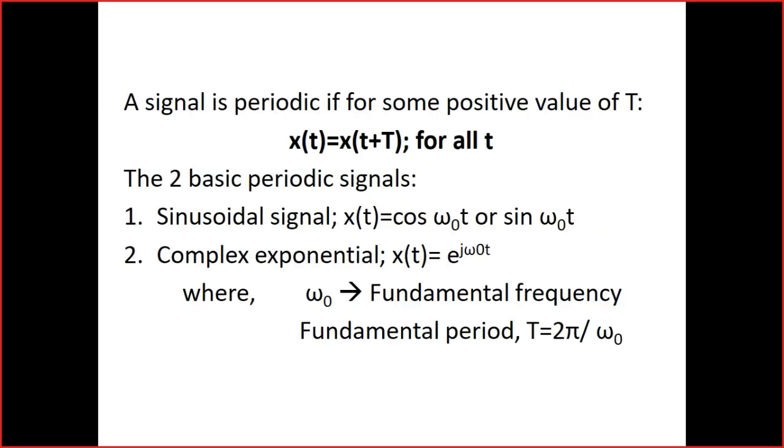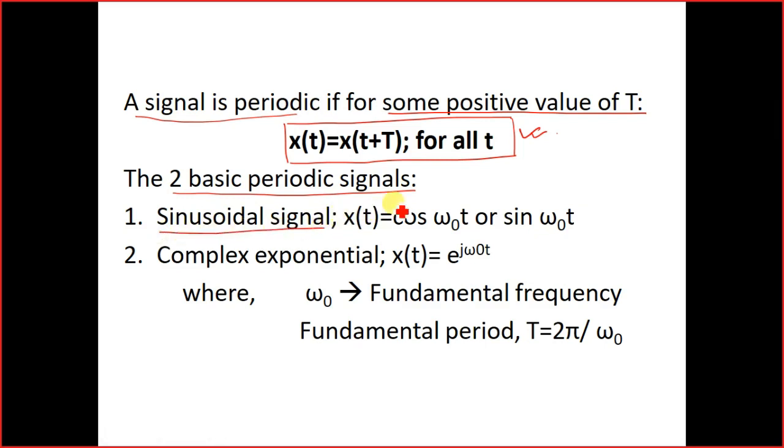Now first comes the Fourier series. So what does the Fourier series say? Before getting into the Fourier series, let us discuss periodic signals. What we discussed previously is that a signal is periodic if for some positive value of T this equation is satisfied: x(t) equals x(t plus capital T) for all t. As per the literature, the two basic periodic signals are sinusoidal signals, that means we have cos omega naught t or sine omega naught t. These two signals are the basic periodic signals because they are sinusoidal in nature.